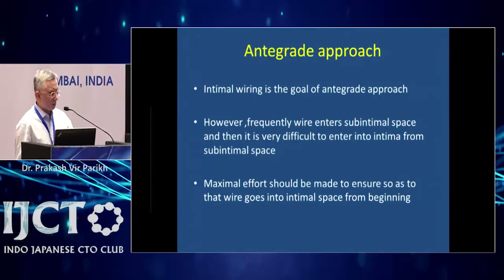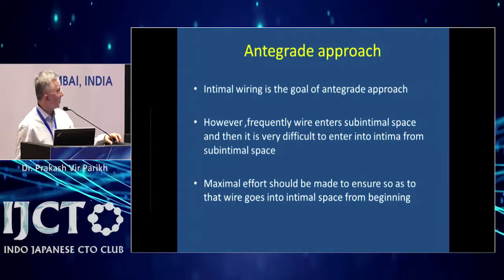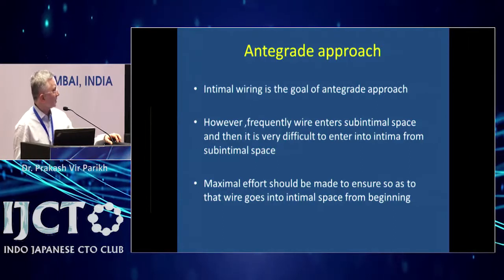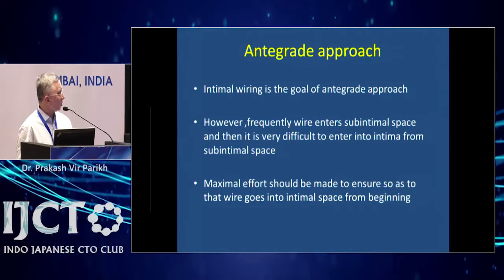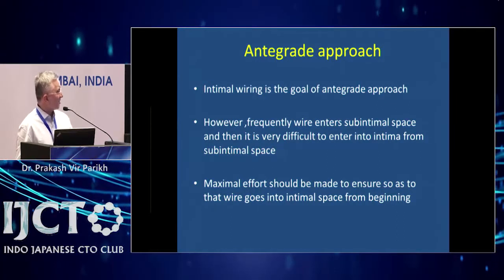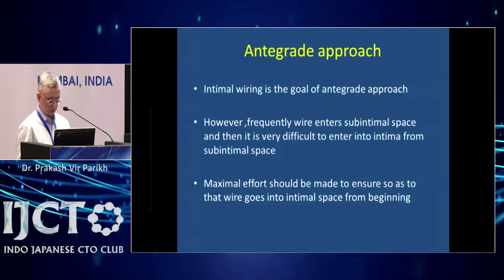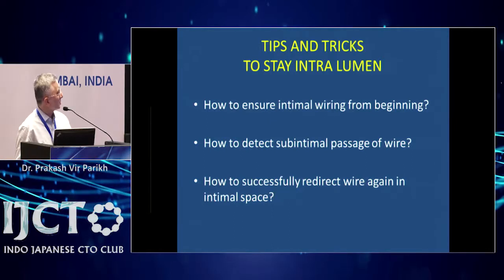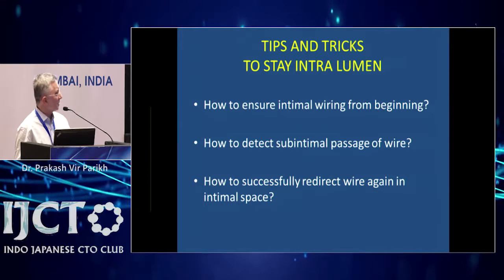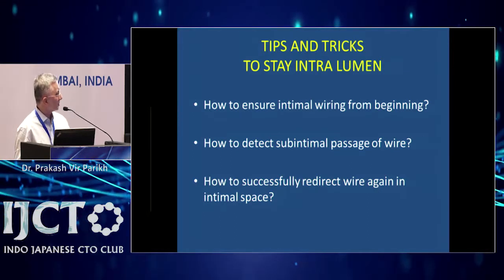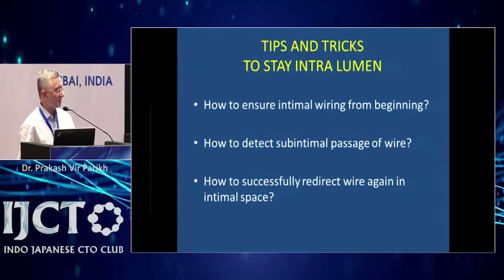The integrated approach, the goal is intimal wiring. However, frequently the wire enters the subintimal space, and then it is very difficult to enter the intima from the subintimal space. So we should make maximum efforts from the beginning so that the wire goes in the intimal space. So how to ensure intimal wiring from the beginning? If the wire goes in the subintimal space, how do you detect it? And if it goes in the subintimal space, how can you correct it and redirect again into the intimal space?